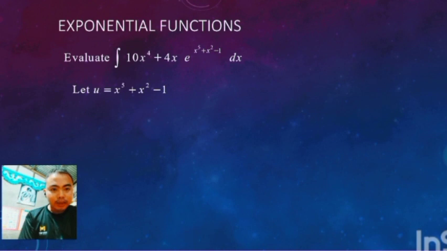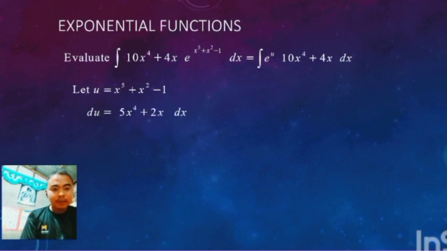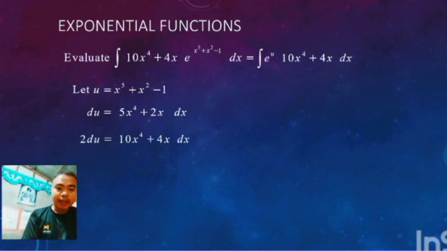So as we let u is equal to x raised to 5 plus x squared minus 1, our derivative for that is 5x raised to 4 plus 2x dx. Of course, we rewrite the integral as the integral of e raised to u times 10x raised to 4 plus 4x dx. And then we need to multiply both sides by 2 to get 2 du is equal to 10x raised to 4 plus 4x dx, that later will be substituted into our integral.